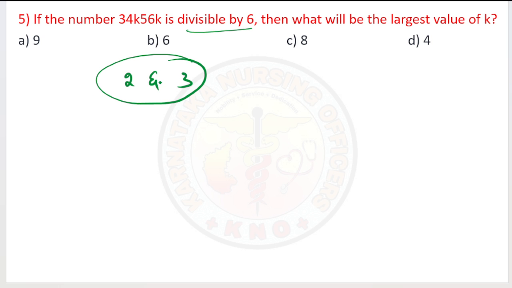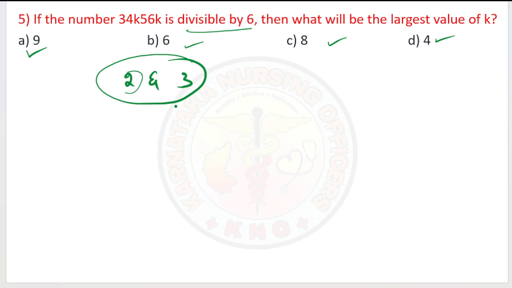Correct? So for 2, the last digit must be an even number. So 9 is eliminated because 9 is not an even number for the rule of divisibility by 2. And 6, 8, 4 are considered because 6, 8, 4 are all even numbers. Okay. Now again we have to look for the rule of divisibility by 3 because for the rule of divisibility by 6, the number must be divisible by both 2 and 3. Understood? So we check for the rule of divisibility by 2.